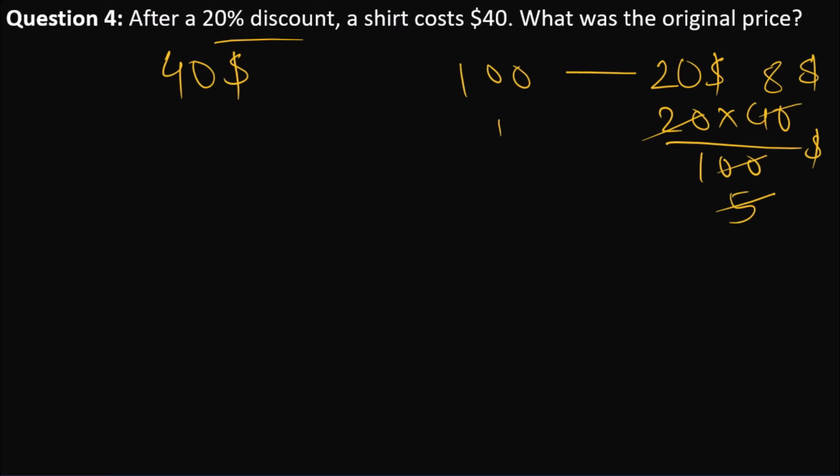So the original price should cost... So here the same thing, actually I have lost the actual question. So after a 20% discount, a shirt costs $40. What is the original price? Okay, so we need to add this $8. Actually, after the discount, the shirt price is $40. So we need to calculate the actual price. So it's $8. So actual price is $48.